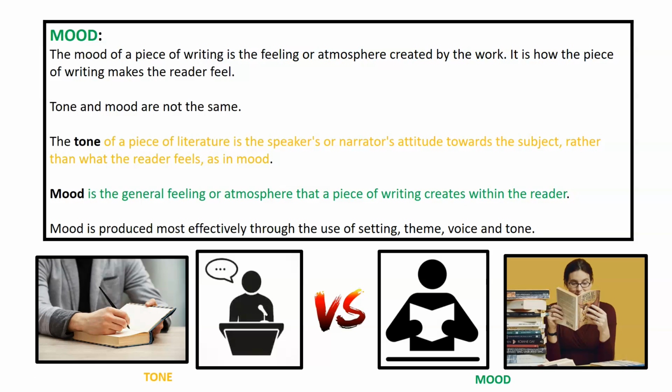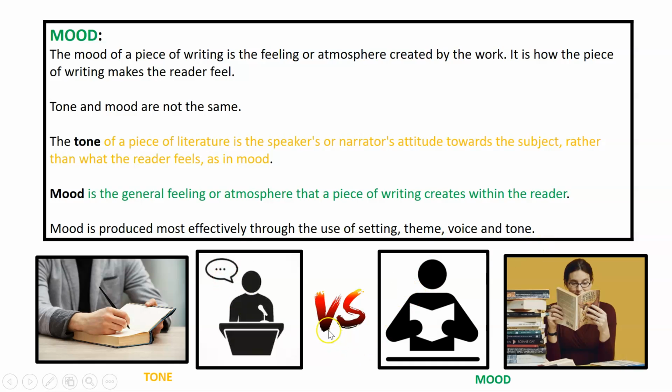So tone and mood are not the same. The tone of a piece of literature is the speaker or narrator's attitudes towards the subject rather than what the reader feels as in mood. Mood is the general feeling or atmosphere that a piece of writing creates within the reader. Mood is produced most effectively through the use of setting, theme, voice, and tone.